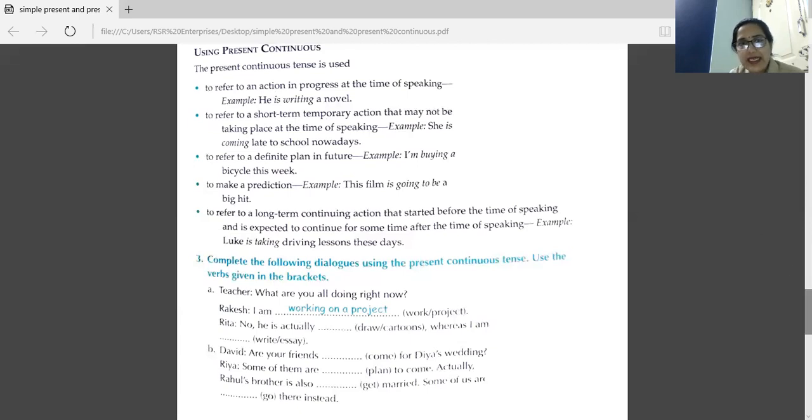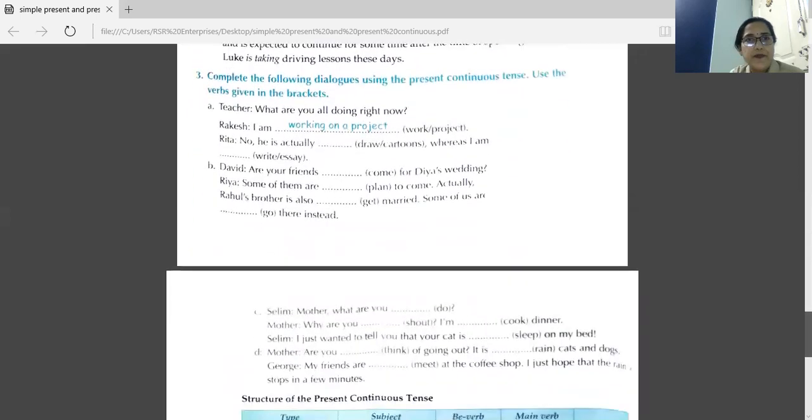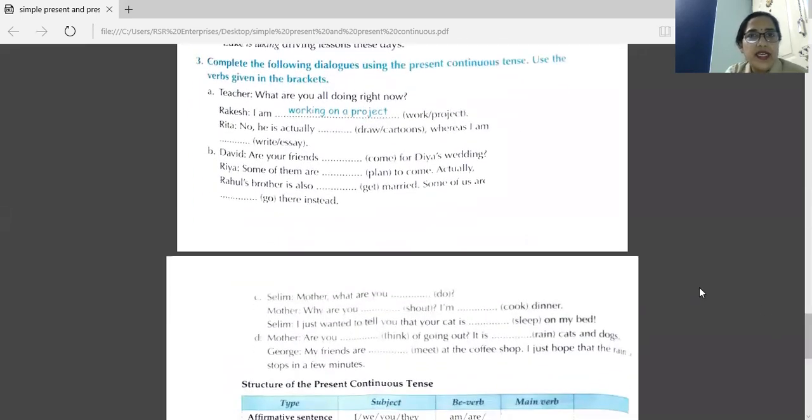Let's see this exercise. Complete the following dialogues using the present continuous tense. Use the verbs given in the brackets. Okay. Words are given here. You have to write them in the blanks. What are you all doing right now? I'm working on a project. So "am working" is present continuous tense.